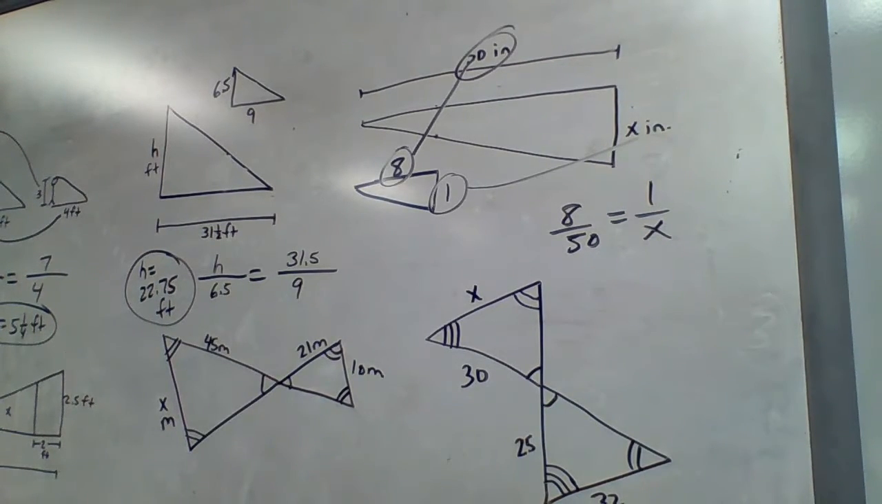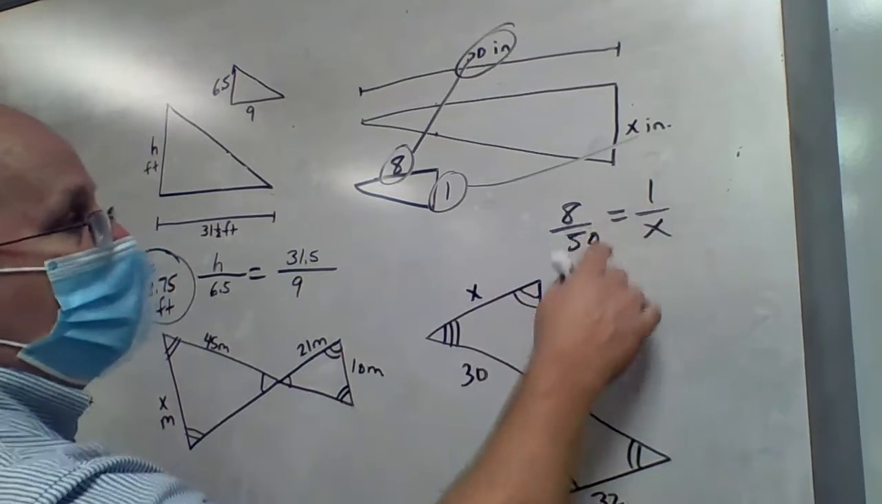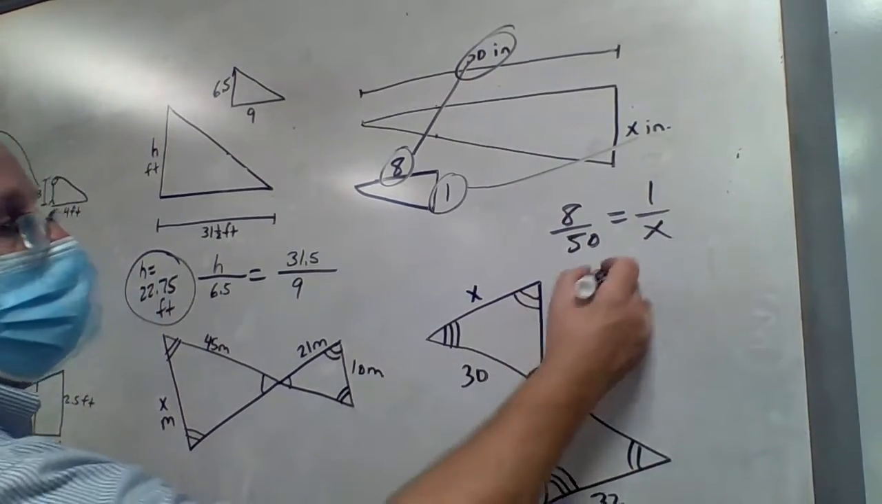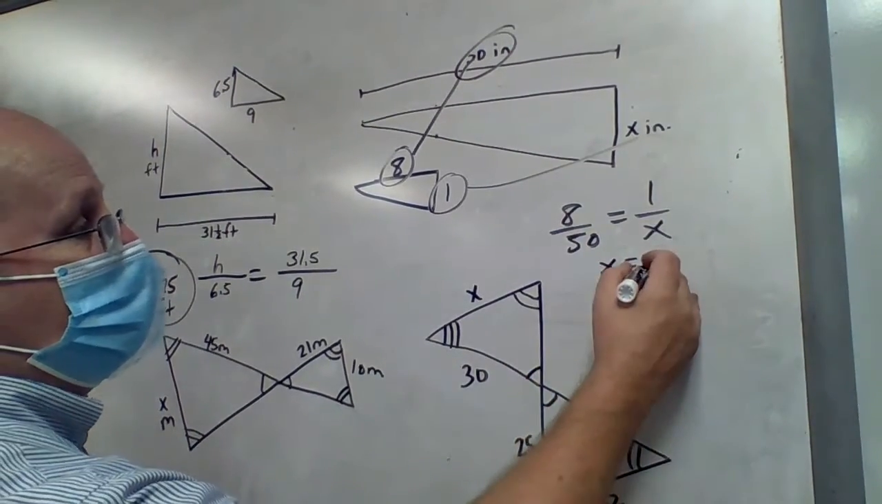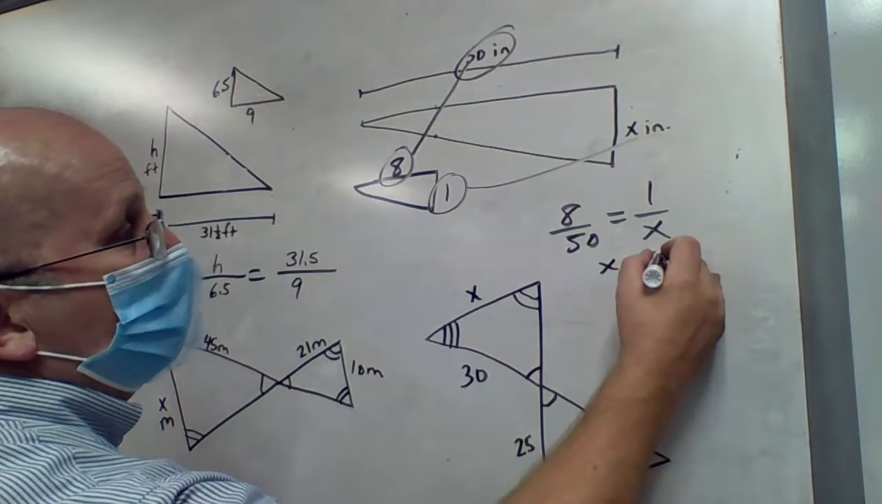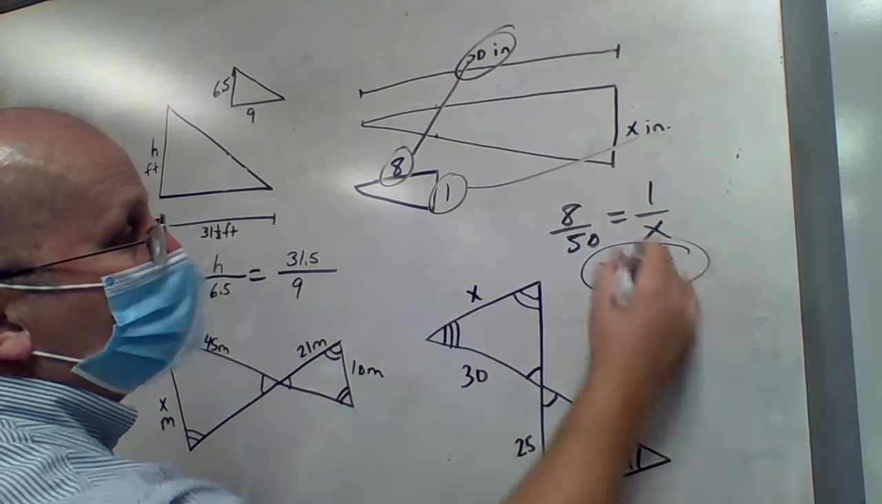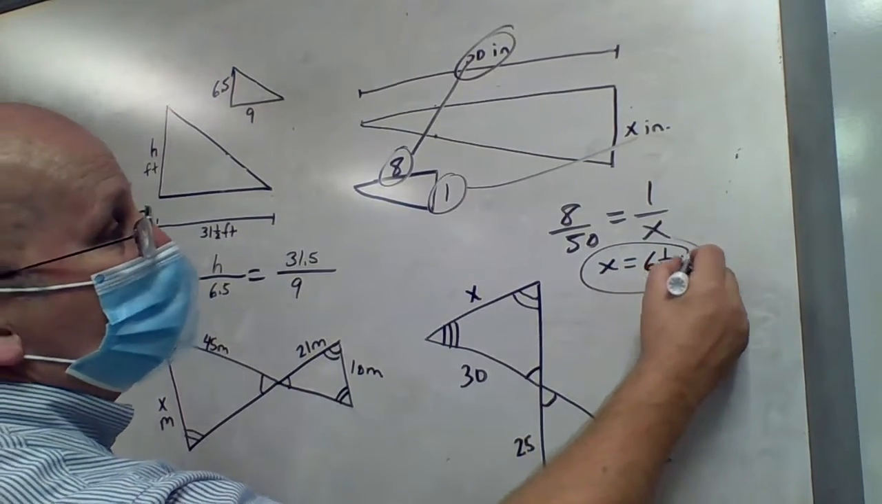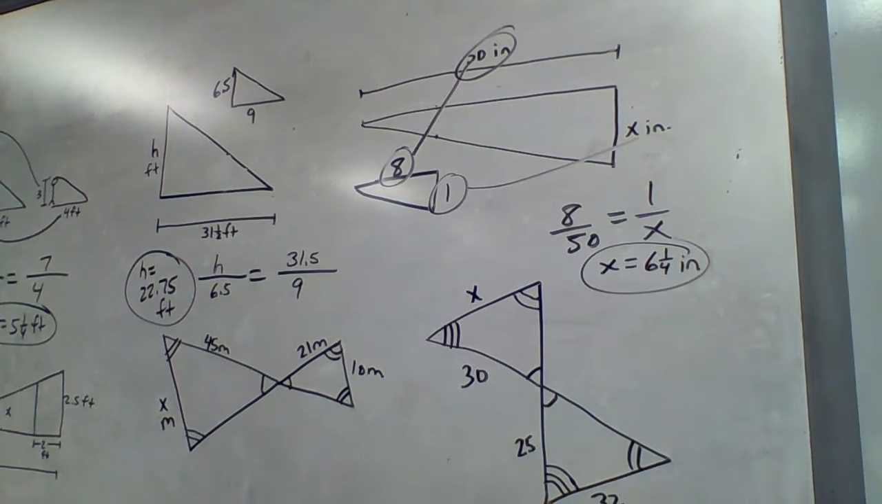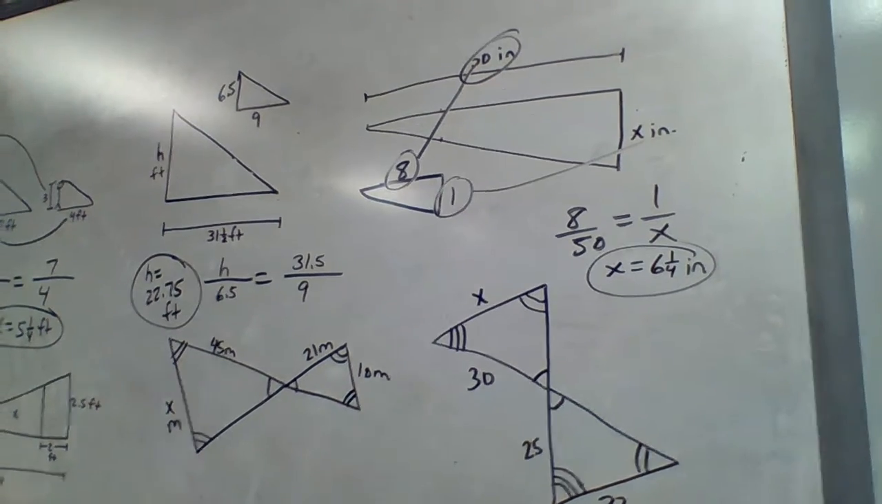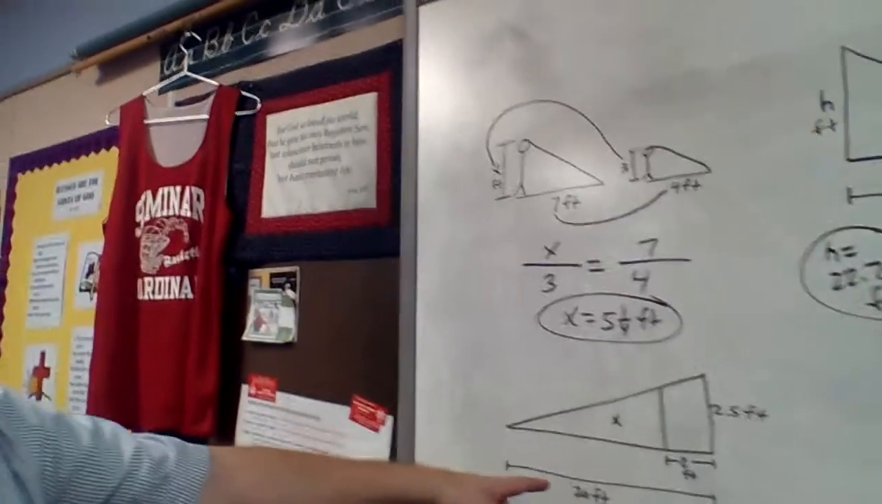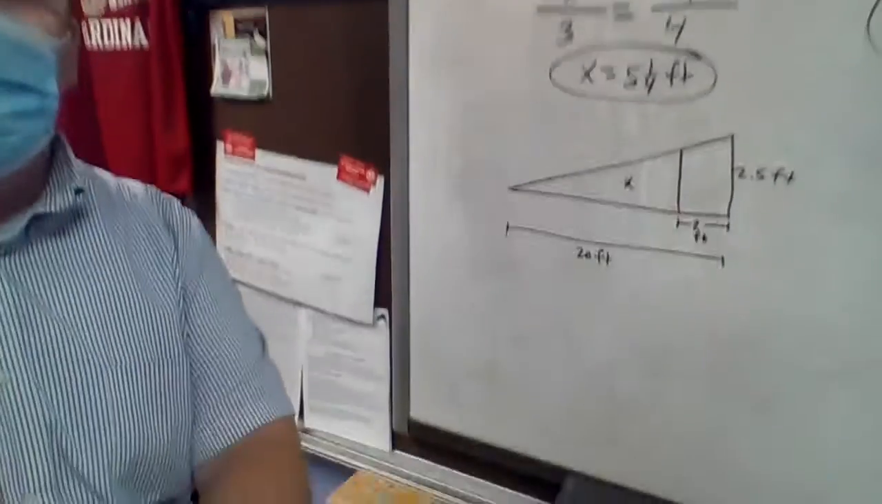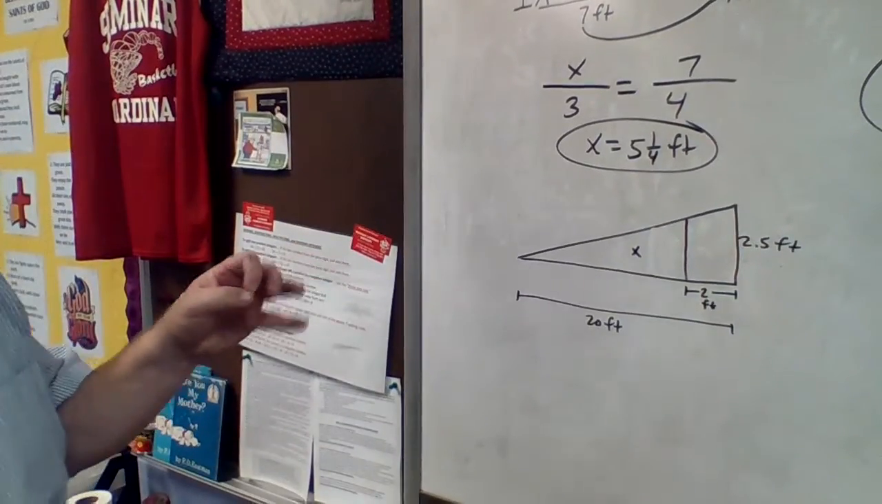We need to solve for x. What's 50 divided by 8, right? X in this particular case would be 6 and 1/4 when you do the math. 6 and 1/4 inches. Because 50 divided by 8 goes 6 times and 1/4. Okay, down here we've got another one that's similar to the previous two, but it's a little trickier.